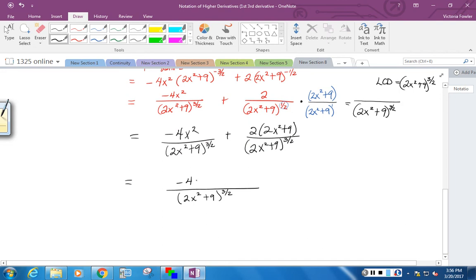I have a negative 4x squared, and here I'm adding 2 times 2x squared is 4x squared, and I'm adding 18. And so hopefully you're looking at this and saying, oh, that can cancel out, right? I'm going to be left with 18 over the quantity 2x squared plus 9 raised to the 3 halves. And that would be our answer for our second derivative.